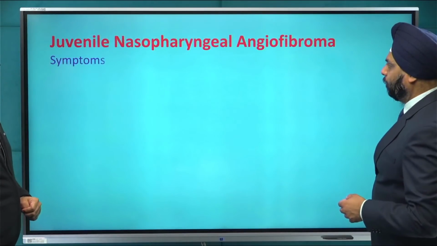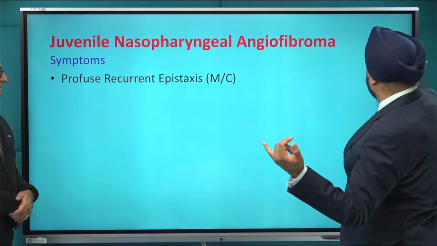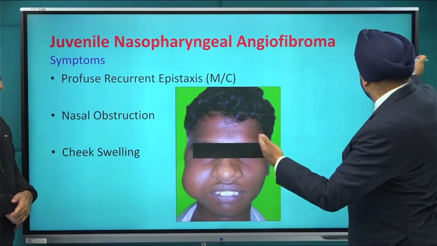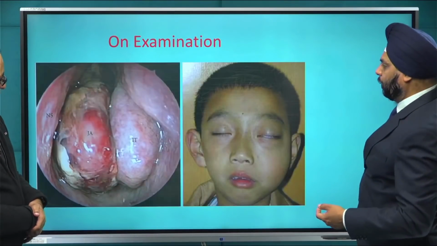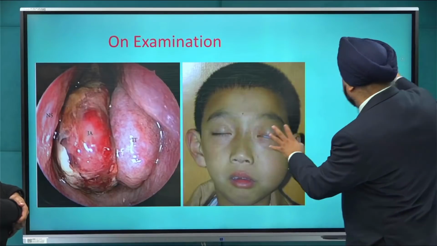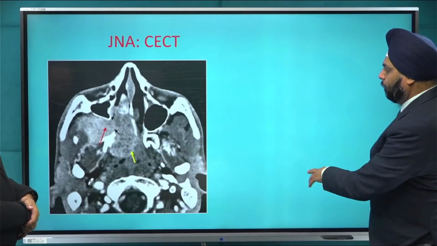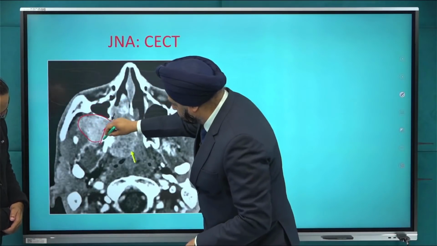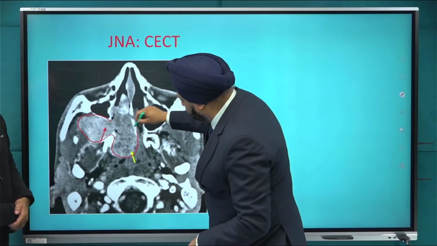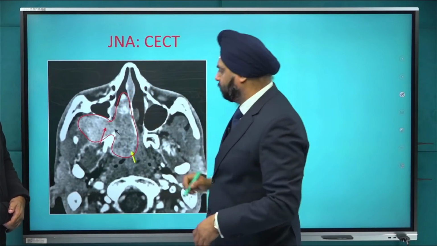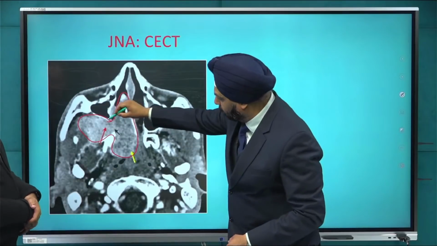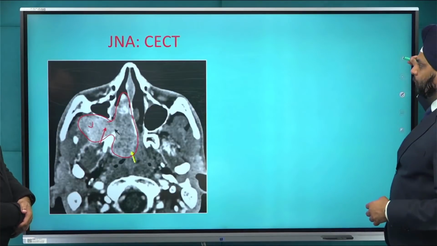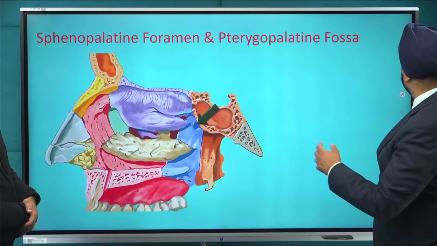So we have the JNA. The symptoms that we made into a diagnosis were quite clear. Profuse recurrent epistaxis, cheek swelling over here, and on examination we had this nasal mass, an enhancing mass on CECT. We can see a dumbbell-shaped mass over here also. It is in the nose, the nasopharynx, and you can see it is also going to the infratemporal fossa over here. So this is what the CECT is describing to us.